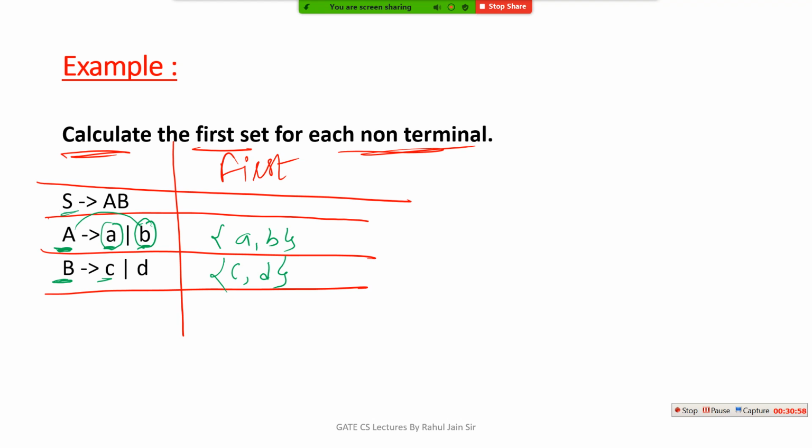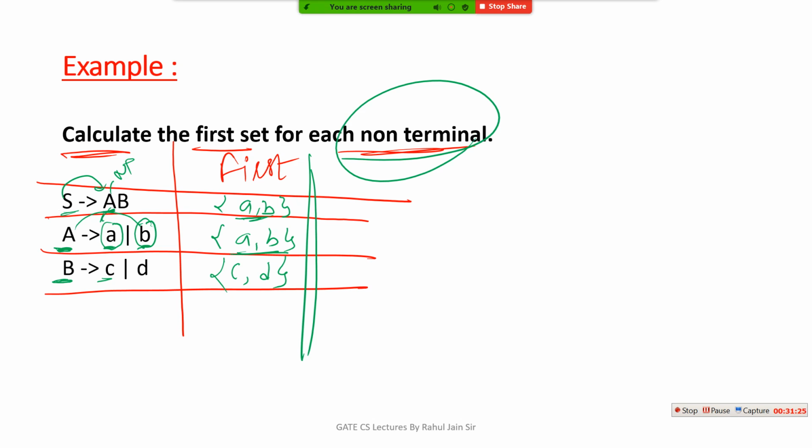Now what is first of S? First of S would be first of A. It is the rule, because here a terminal does not exist at the front, it is a non-terminal, and since it is a non-terminal we need to take first of that non-terminal. So first of S would be first of A. What is first of A? {a, b}. So this is the first of all non-terminals.